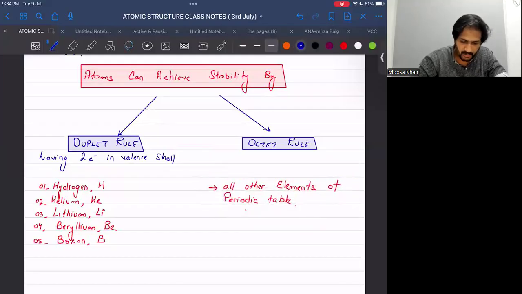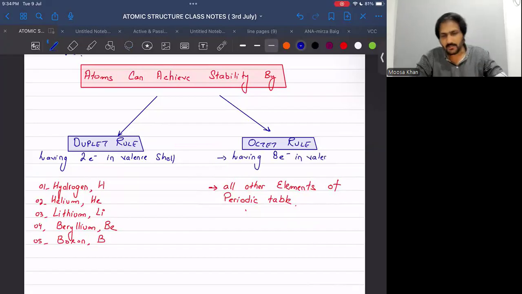And what is the octet rule? Having 8 electrons in the valence shell. Some of the atoms get stable by just having 2 electrons in this valence shell. The rest of the other elements of the periodic table need to have 8 electrons in their outermost shell.